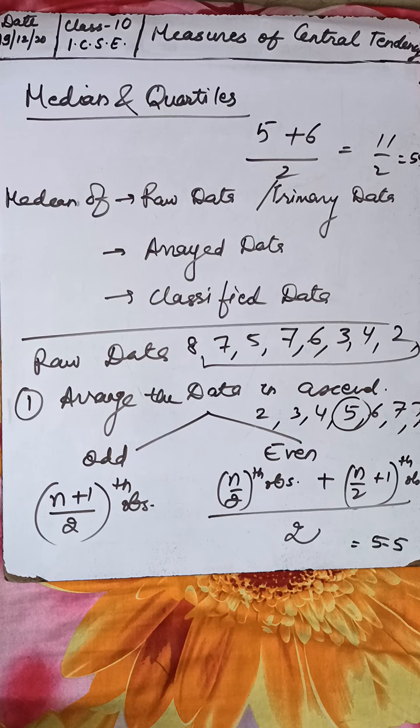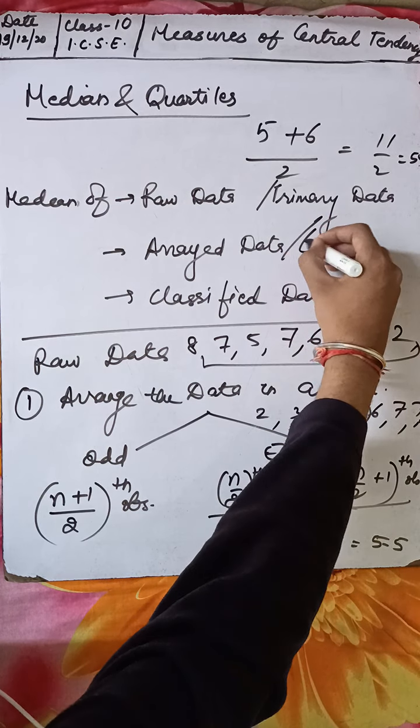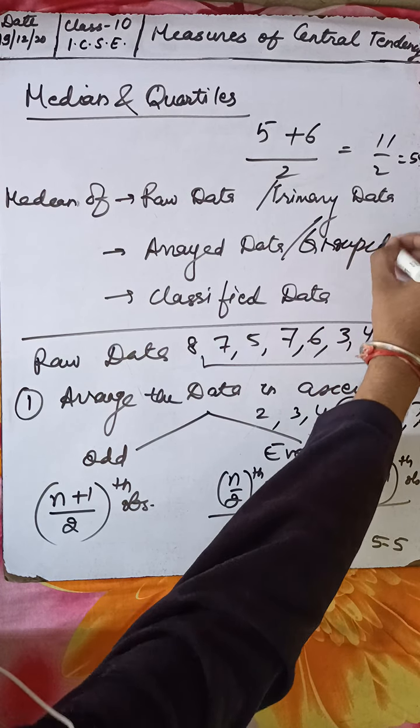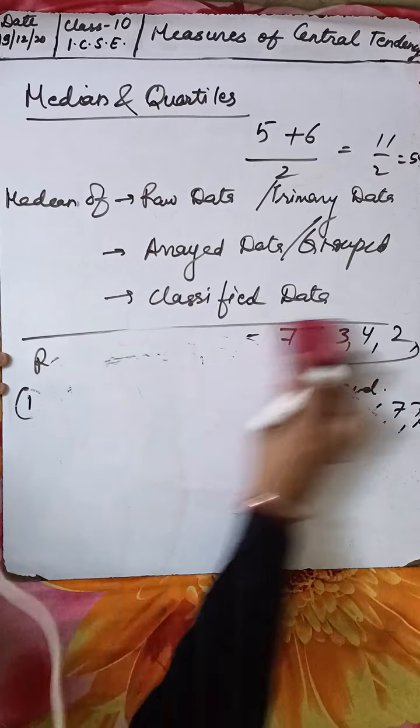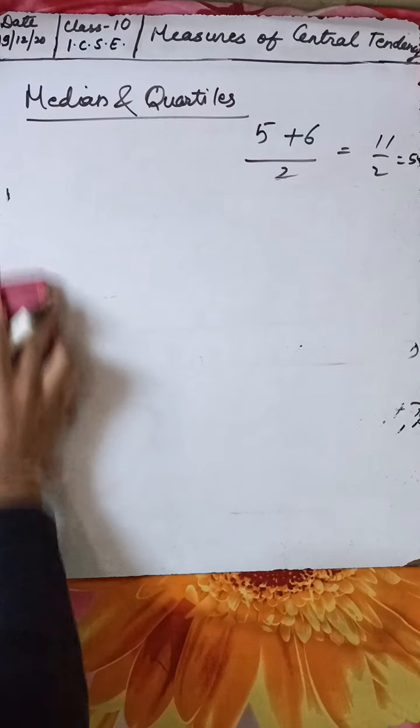So 5.5 is the answer in this case. Alright, like this we have to do for the raw data. Now let us come to the arrayed data, which is also called the grouped data, because in this some kind of grouping is done. So for the grouped data, let's see what happens.